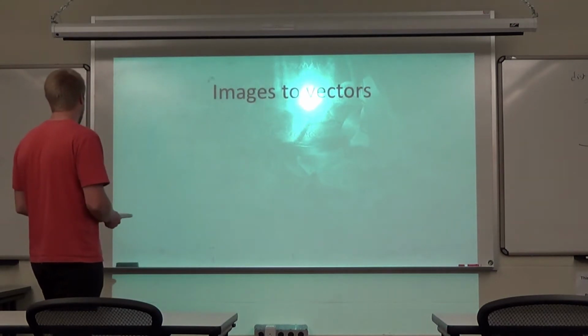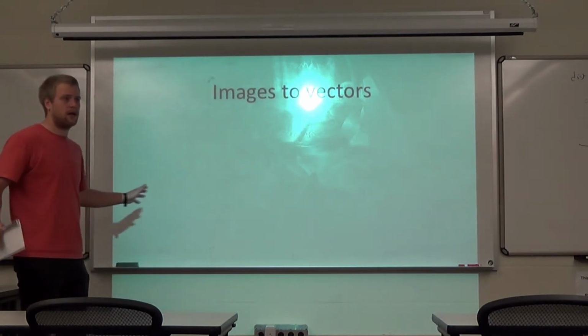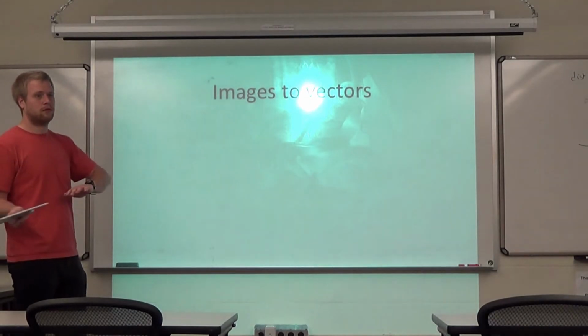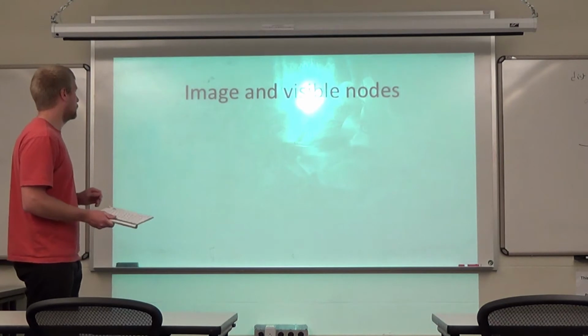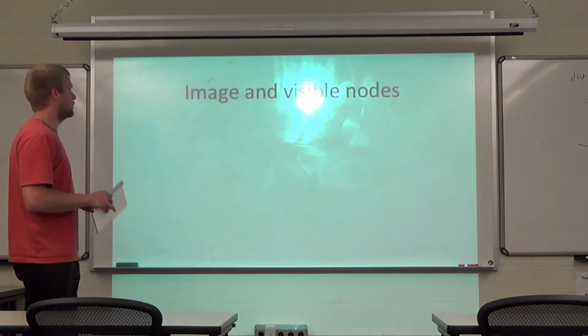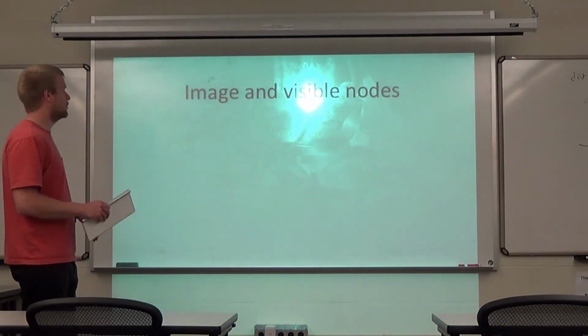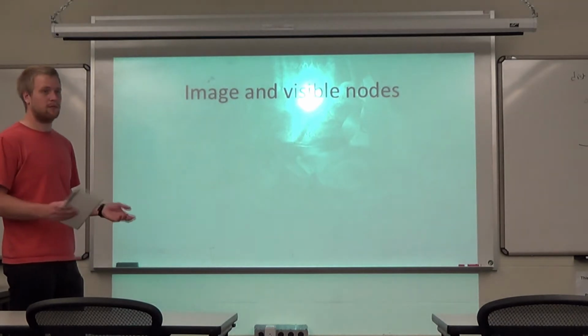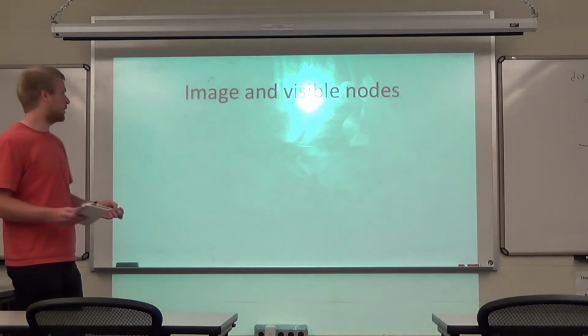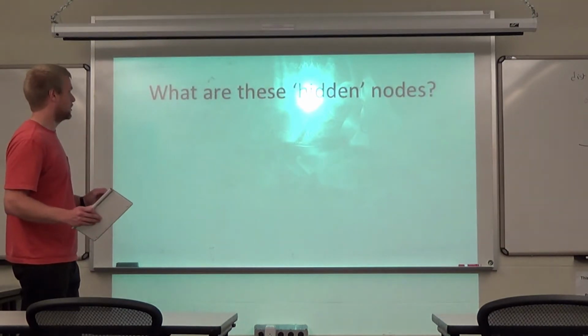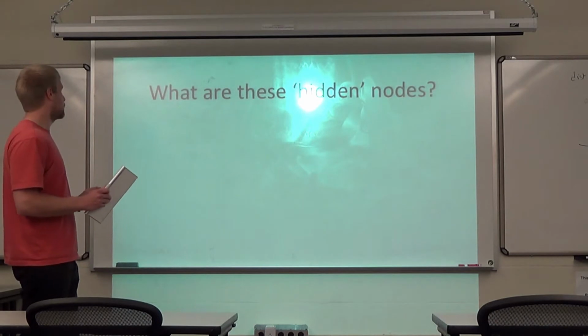Okay, so is anyone confused on how we go from images to vectors? Does everyone understand how the visible nodes in the network are the image? Does everyone understand that? Okay. So, does anyone not understand it? Okay.